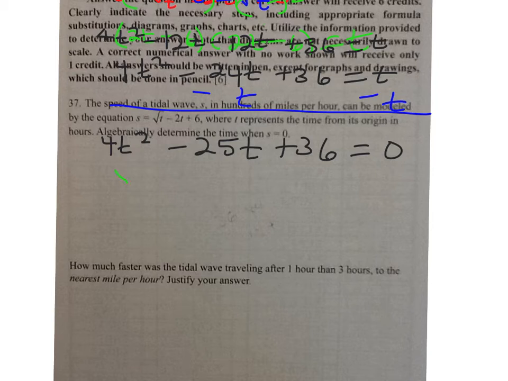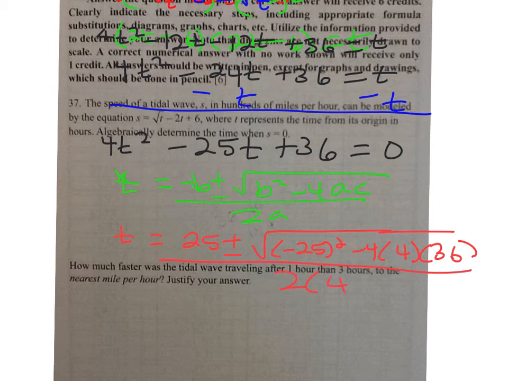So the quadratic formula is x equals, but in this case it's t equals negative b plus minus the square root of b squared minus 4ac all over 2a. So I get t equals 25 plus minus the square root of negative 25 squared minus 4 times a, which is 4, times c, which is 36, all over 2 times a, which is 4.